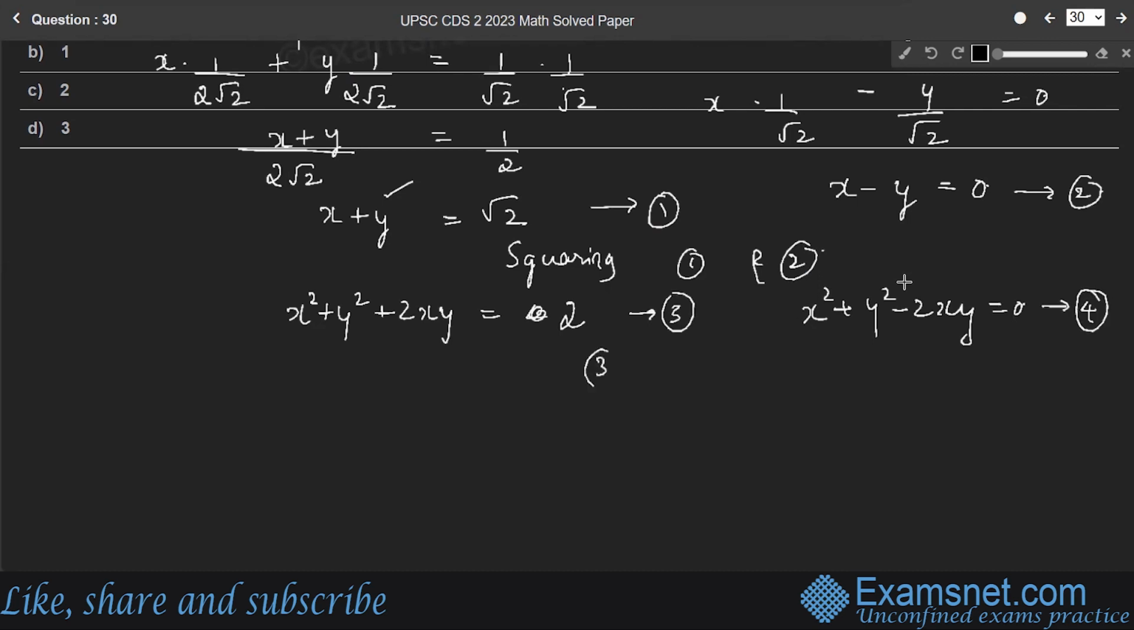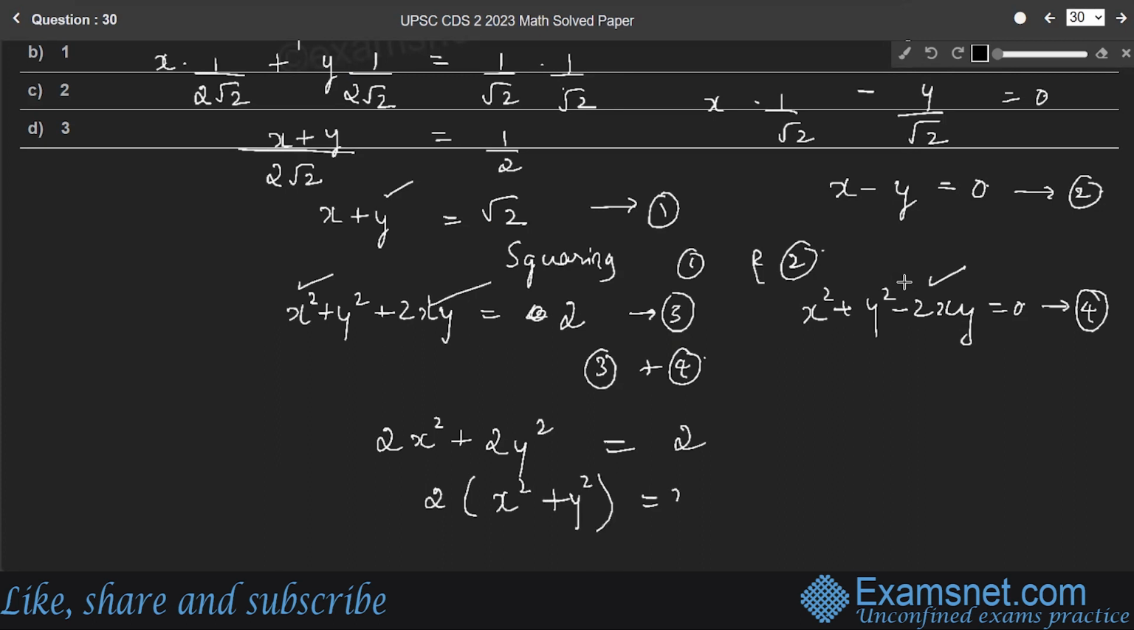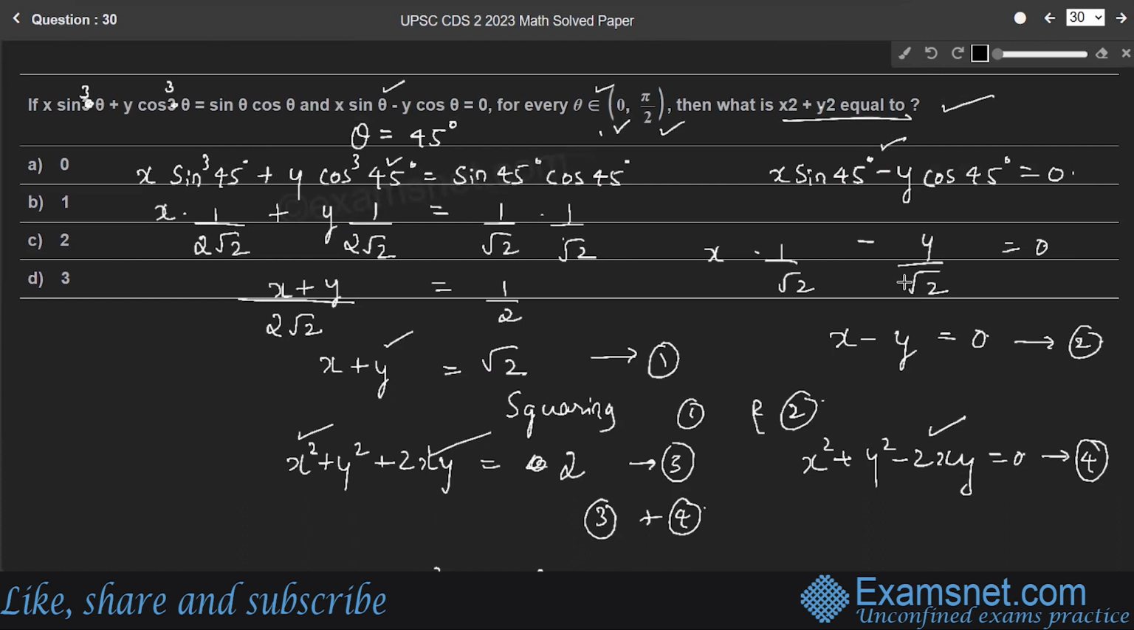So equation 3 plus 4 gives x square plus x square, which is 2x square, plus 2y square. The 2xy and minus 2xy will get cancelled, equal to 2 plus 0, which is 2. Therefore, taking 2 common, 2 into x square plus y square is 2. Therefore the value of x square plus y square is 2 by 2, which is 1. Hence option B.